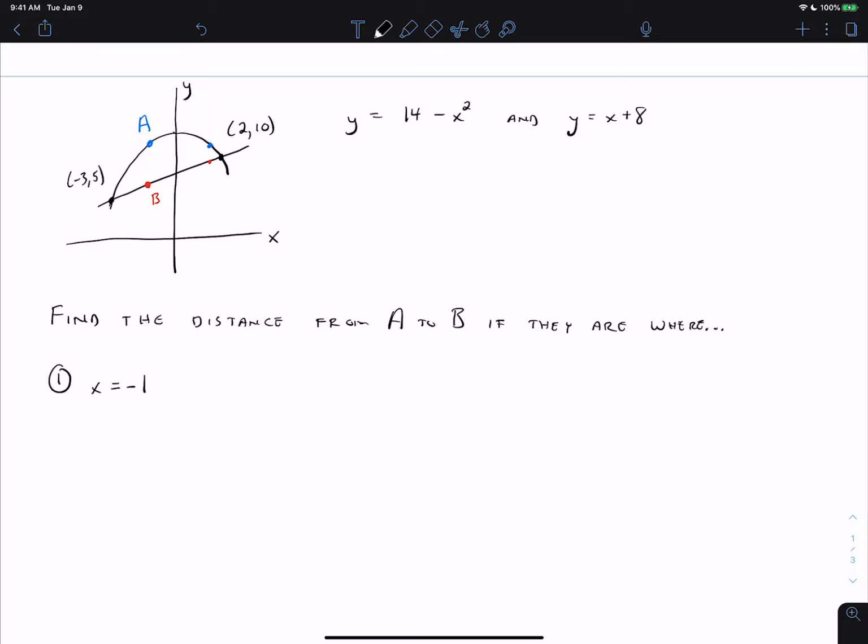Okay, so to do this, this is a vertical distance. Because we specified they're at the same x value, they're straight up and down, so it's a vertical distance. So we're going to take the top y minus the bottom y. The top y is whatever the y coordinate is at point A. So at point A, the top y, you plug -1 into the function. So we should get 13.